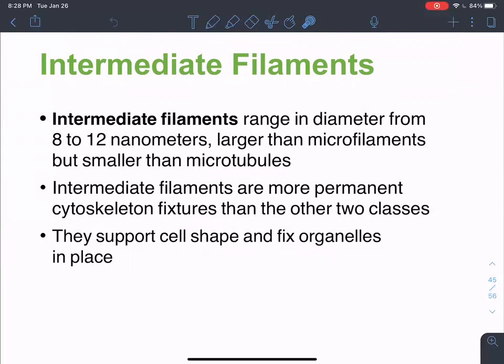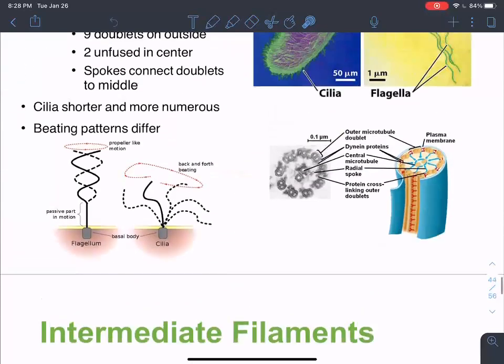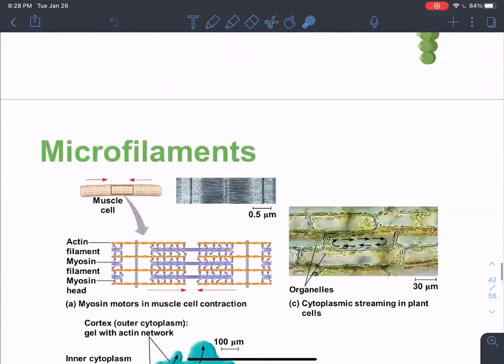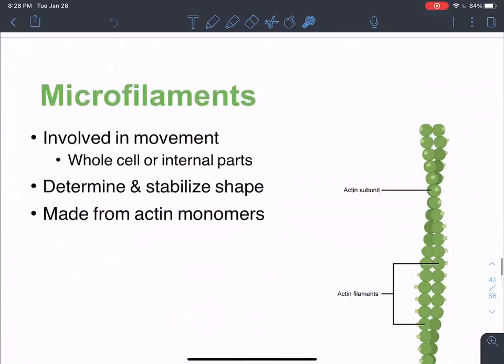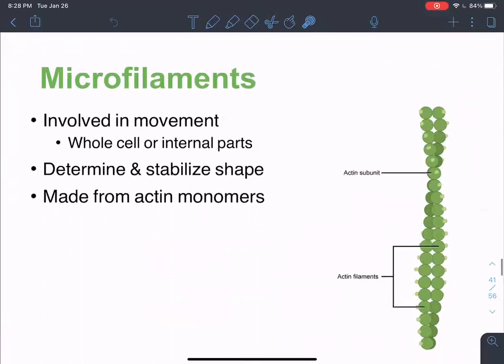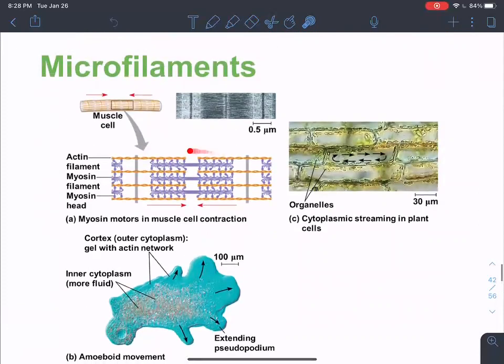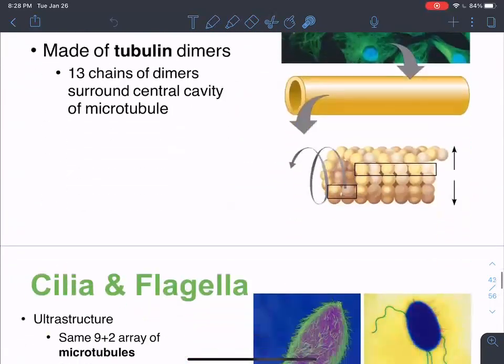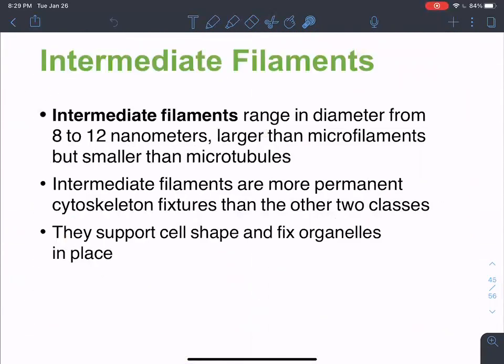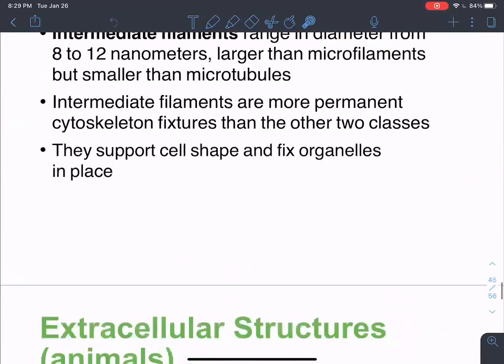Okay, so where we saw the microfilaments up here are really important for shape, we saw they determine and stabilize shape. They are much more fluid in movement. They can move. And this is seen in muscle cells with these microfilaments. They're going to be used in moving and contracting the cell and that kind of thing. Whereas these intermediate filaments are much more permanent in their cytoskeleton fixture. And so they are going to give the cell its shape, but also they fix organelles in place. So they hold the organelles where they're supposed to be.